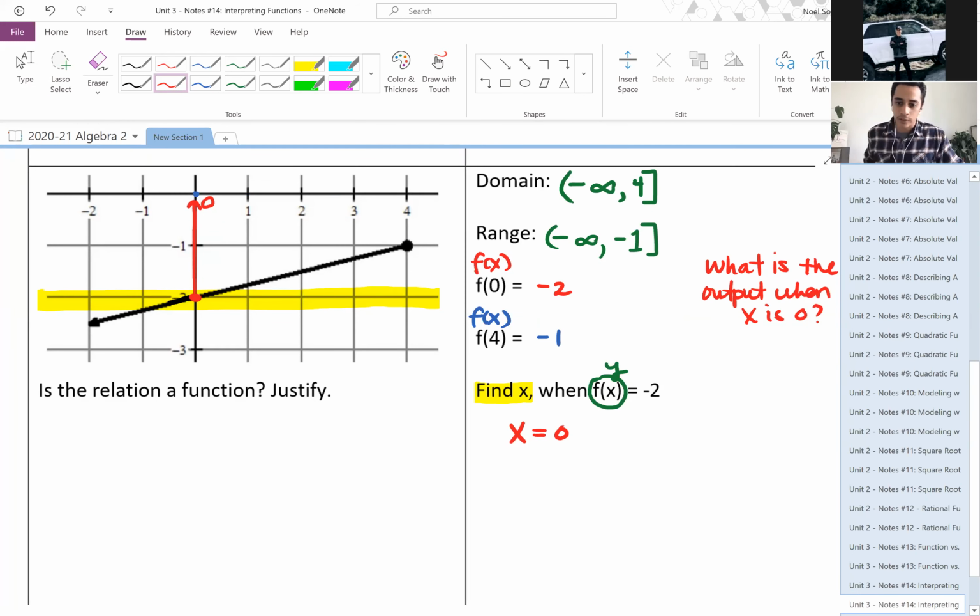Any questions so far? No, we're all good. Okay. So then the next thing is, now we answer the last one, right? We leave that till the end. Is the relation a function? What could we use to determine the answer to that question?